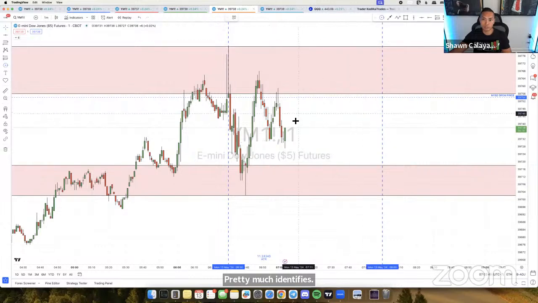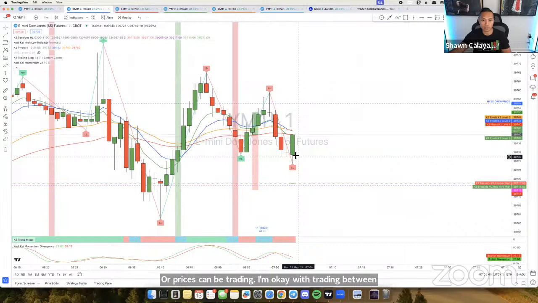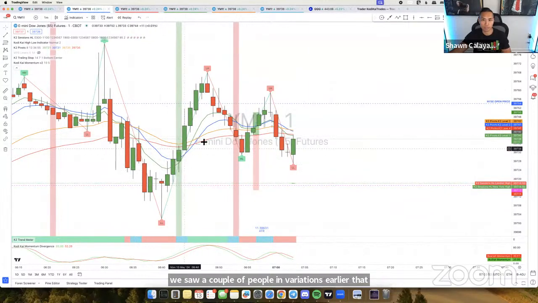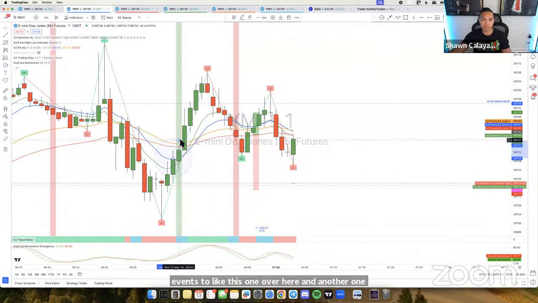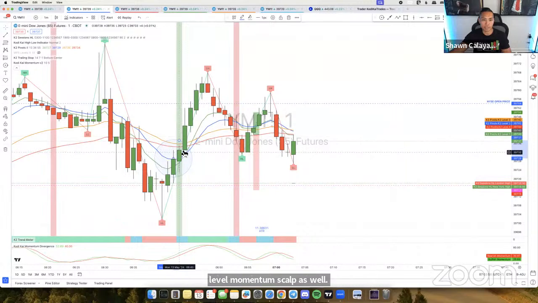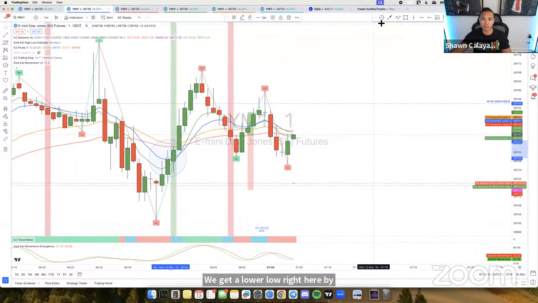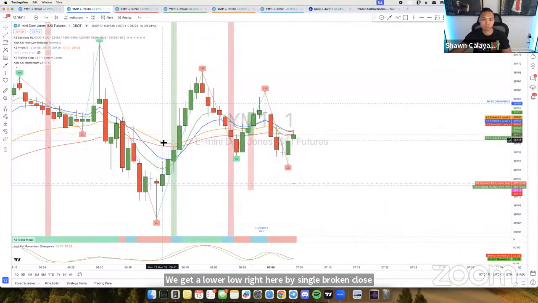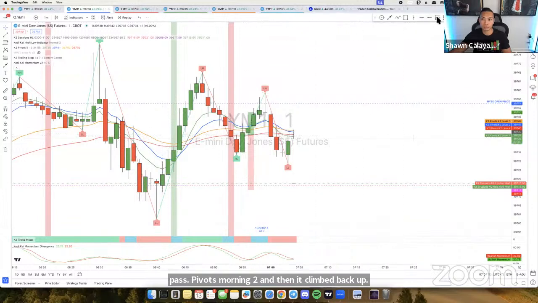I'm okay with trading in between this area. There's just no entries that are coming up. And we saw a couple of V1 variations earlier, like this one over here and another one before. And then CG identified this right here as a high low momentum scalp as well. We had a lower low right here, buy signal broken, close past pivots 1 and 2, and then it climbed back up. So if anything, maybe look for some high low momentum scalps. I mean, there might be one right here if there's a buy signal that comes up.